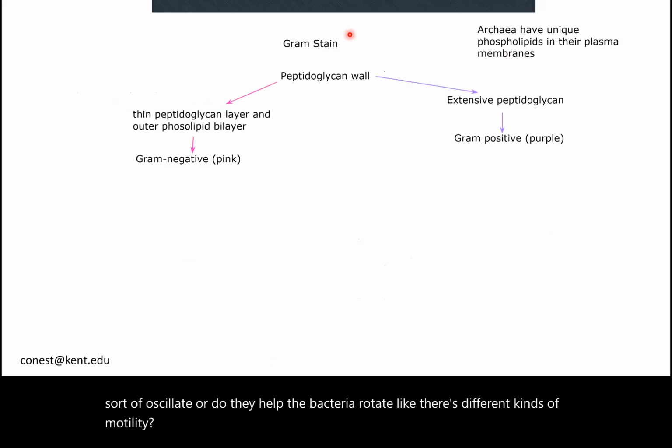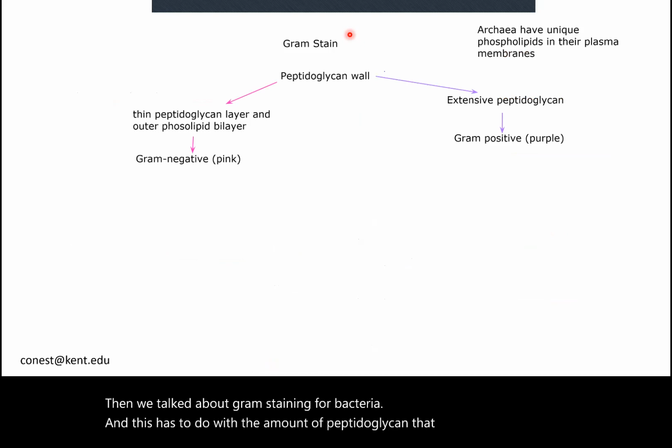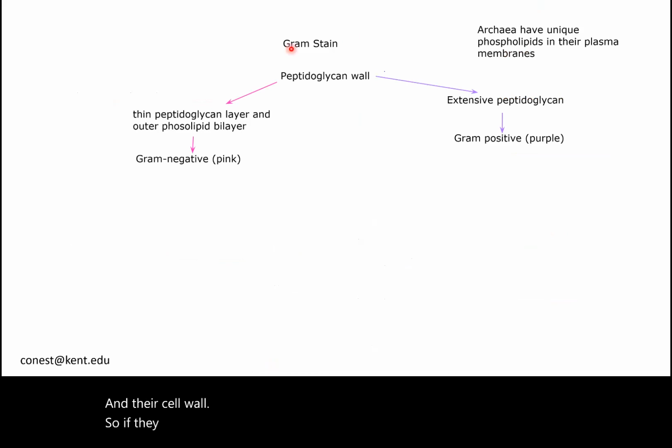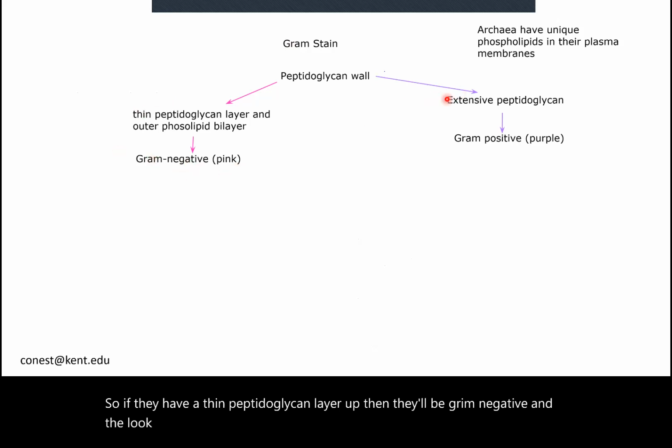Then we talked about gram staining for bacteria. And this has to do with the amount of peptidoglycan that they have in their cell wall. So if they have a thin peptidoglycan layer, then they'll be gram-negative and they'll look pink. If they have extensive peptidoglycan, they'll be gram-positive and they'll look purple.